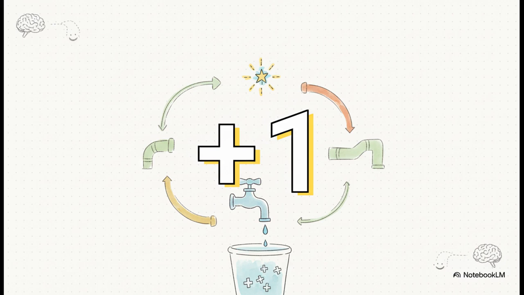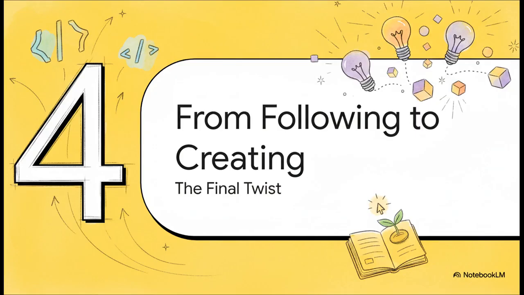And then there's this, the simplest thing in the world: +1. Every single time you successfully pass through a pipe, you get this tiny little hit of positive reinforcement. It's a constant drip feed of success that trains your brain to want more, making every successful run feel like a small victory.